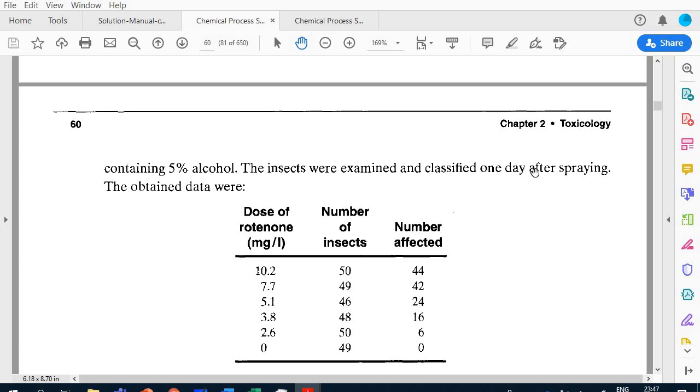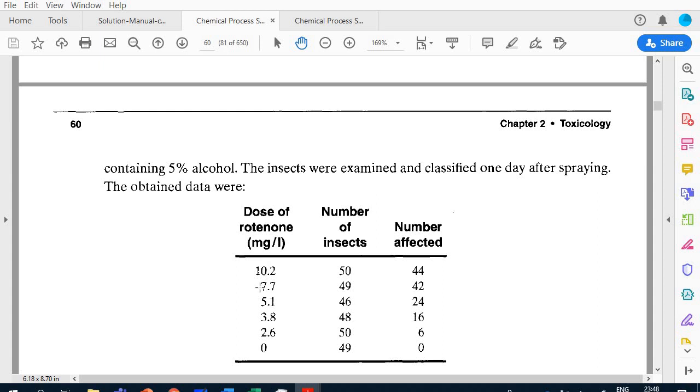The rotenone was applied in a medium of 0.5% saponin containing 5% alcohol. The insects were examined and classified 1 day after spraying. So we are seeing how many insects are affected because of that dose. The obtained data was as follows. This tells you the dose of rotenone for the insects. With this dose, it was applied on 50 insects, and the number affected was 44. If you want to see the percentage affected, it is 44 divided by 50, which is about 88%.